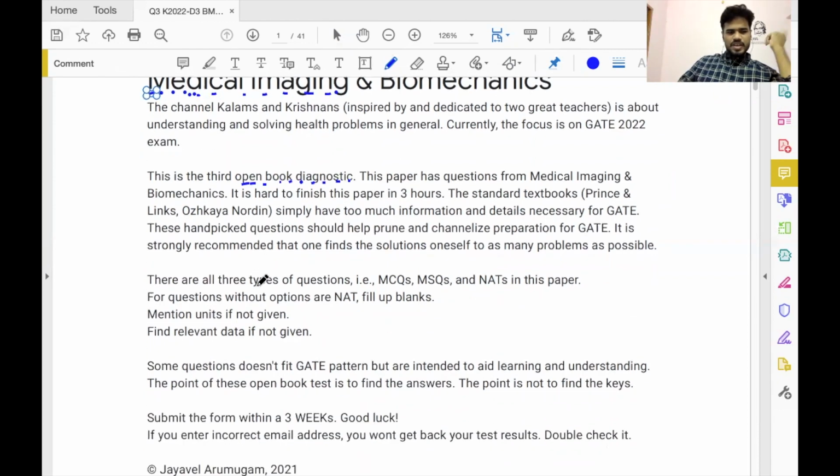And yeah, a couple of things. Questions were not specifically of the GATE type. Sometimes units were not given, and sometimes relevant data were not given. So the point of this is you'll go refer to them, and you'll learn the process better. That was the intended objective.